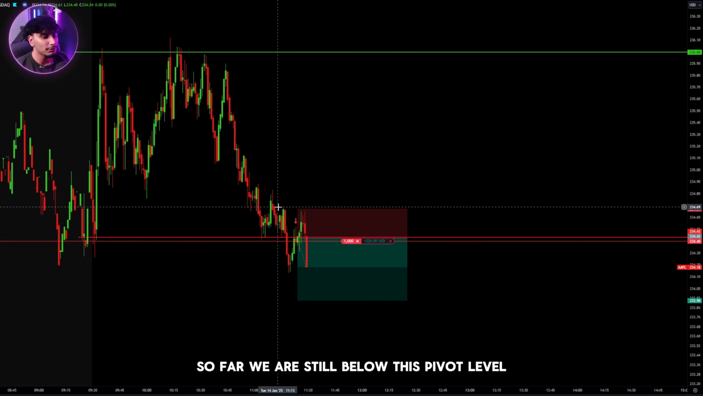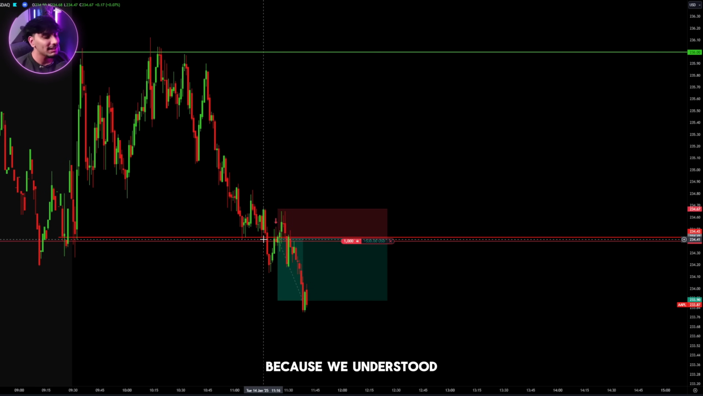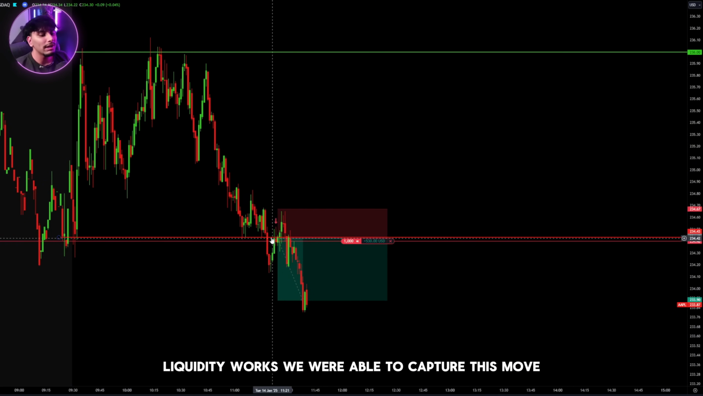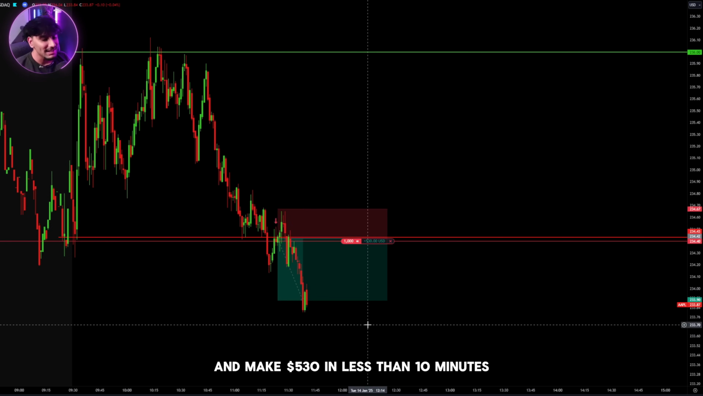So far, we are still below this pivot level. And just like that, we can see because we understood how simple support and resistance liquidity works, we were able to capture this move and make $530 in less than 10 minutes. So with this being said, this is the support and resistance liquidity, but now let's go over to pattern liquidity.